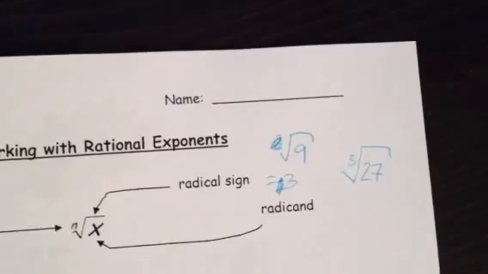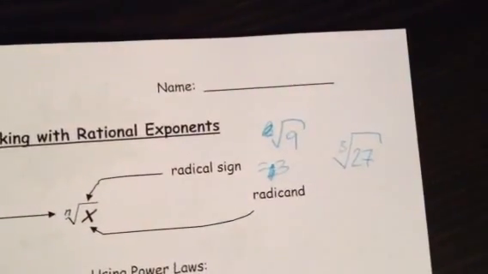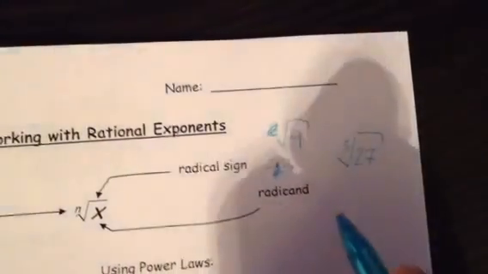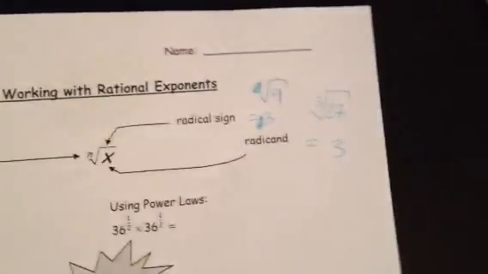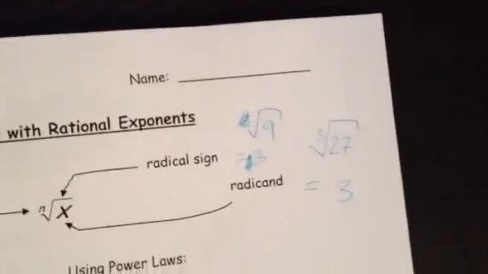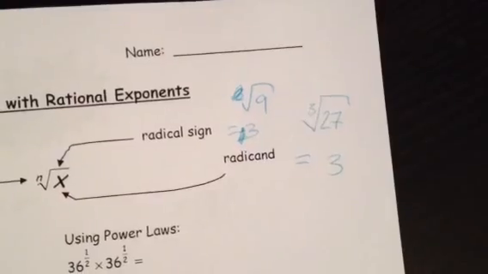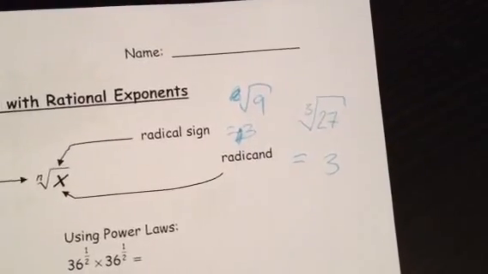If we have something that looks like this, the third root of 27, the third root of 27 would be 3. How do we know that? Because we know 3 times 3 times 3 is 27. That's why the third root of 27 is 3.